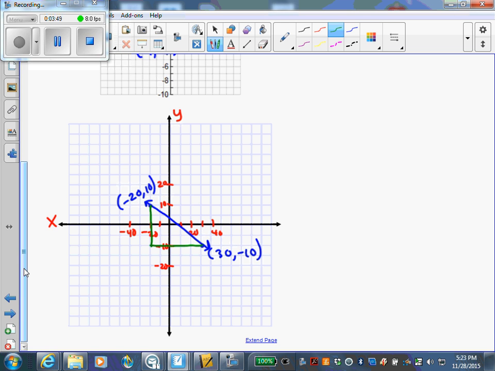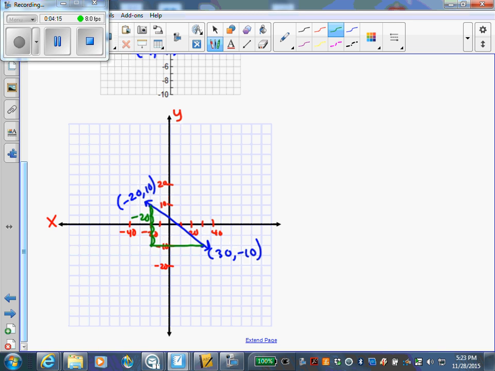So when I find my rise, I'm going to put a negative number because it's going down. So it started at 10, it went down to -10. That is a change of -20. And if that's hard for you to recognize, you could count the boxes, but make sure you count by 5. So it's going 5, 10, 15, 20, and it went down, so it's negative.